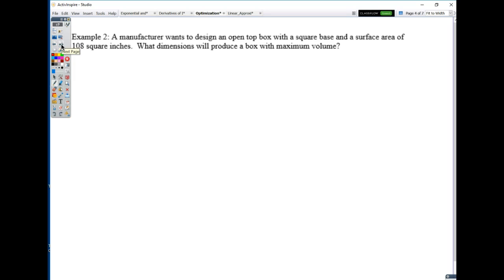Slightly different problem. I now have a manufacturer who wants to design an open-top box. It has a square base. It's allowed to have a surface area of 108 square inches. Apparently that's all they have to make the box. So don't screw this up. What dimensions will produce the box with a maximum volume? Step 1, draw a pretty picture.